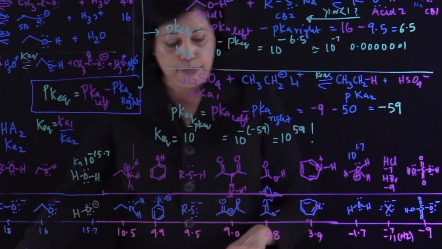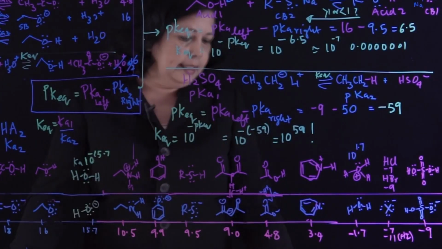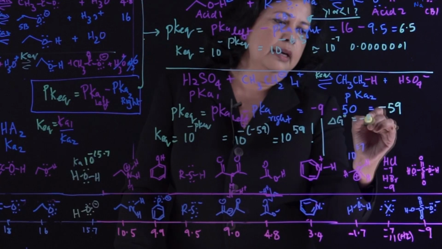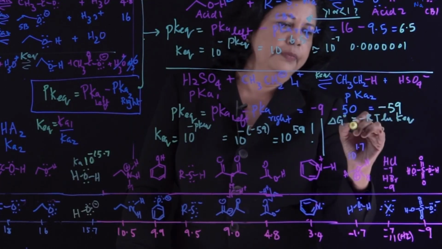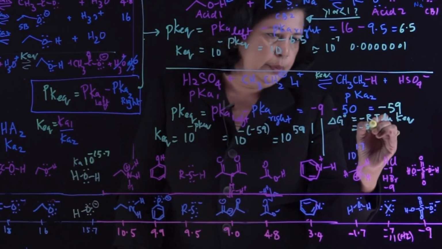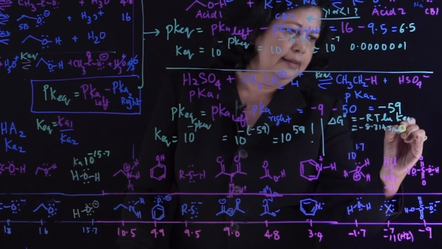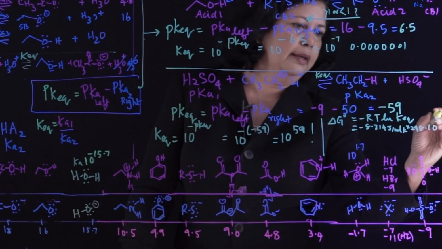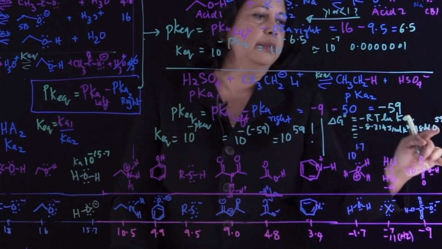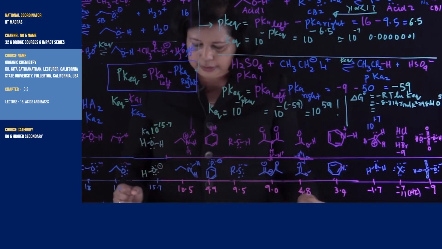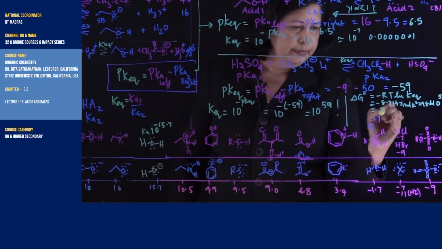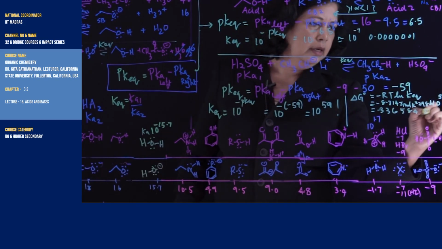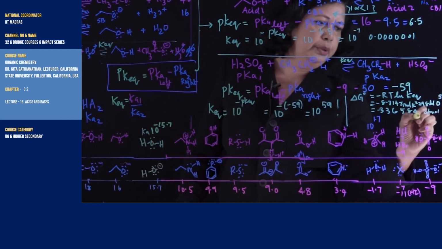Now, do you want to do this? Probably not, because look at what's going to happen when I calculate the delta G based off of that. Minus RT ln K equilibrium. So that is minus 8.314 joules per mole Kelvin times 298 times ln 10 to the 59. That's going to be a huge value. That's about negative 306,584 joules per mole. Huge amount.